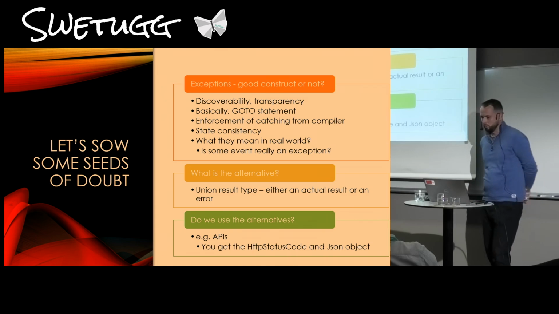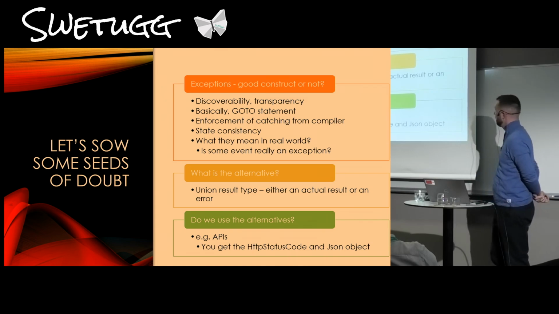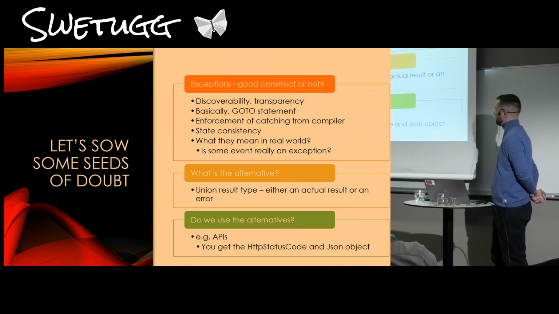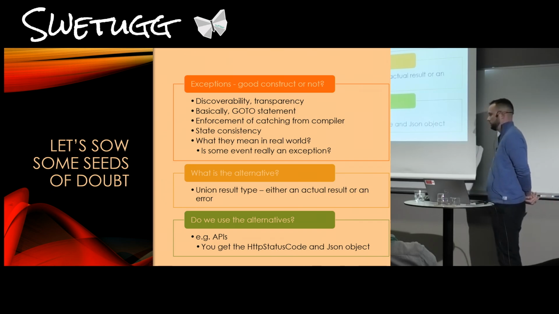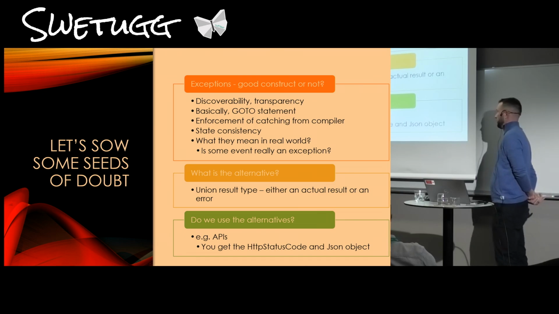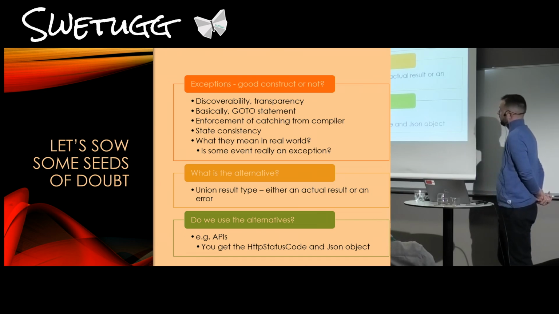But first of all, let's sow some seeds of doubt, because exceptions exist in C#, I believe, since the beginning. And they also exist in Java and some other languages, but actually, is it a good construct, or is it something that should be in the language? Because there are some languages that don't have exceptions and they are still used.